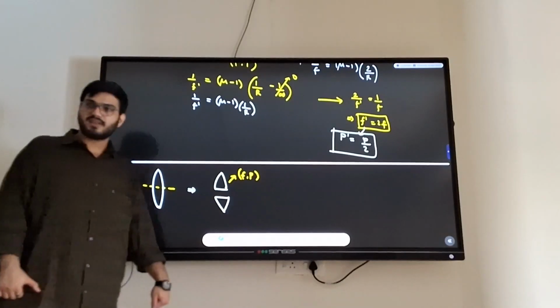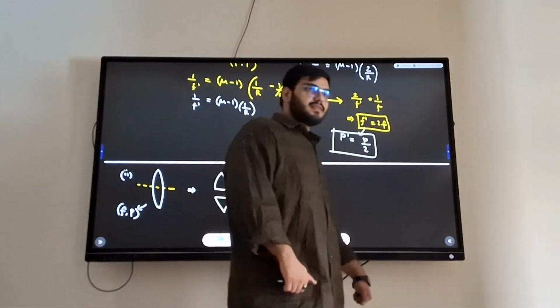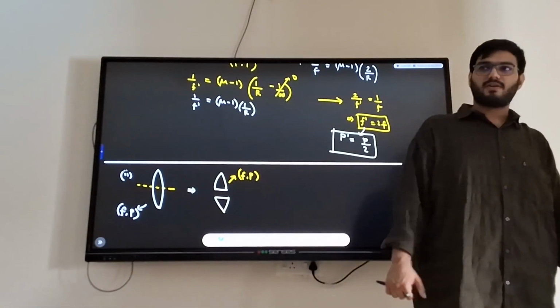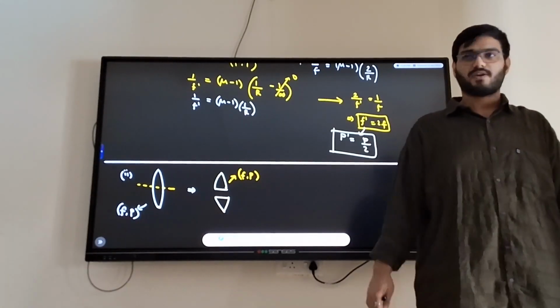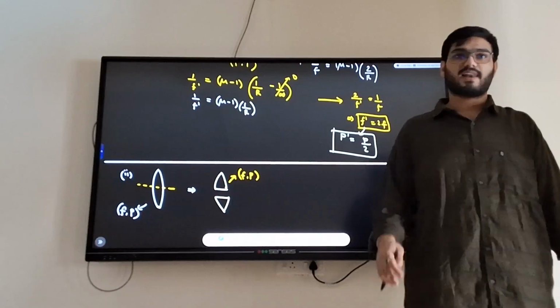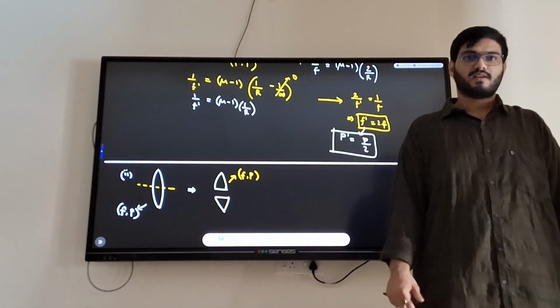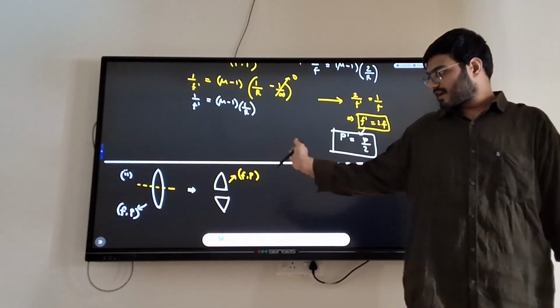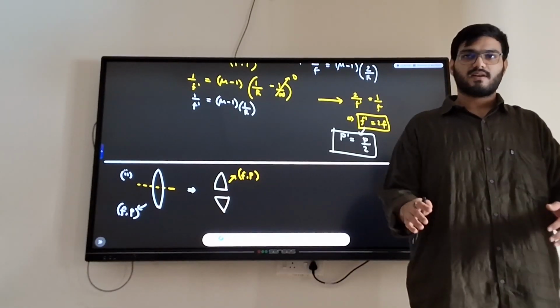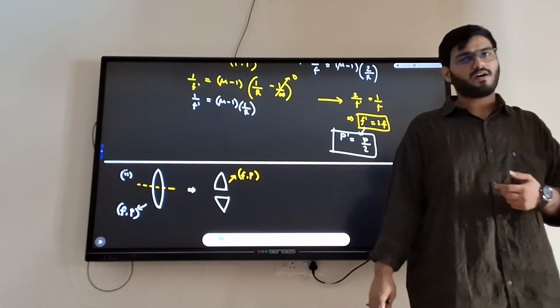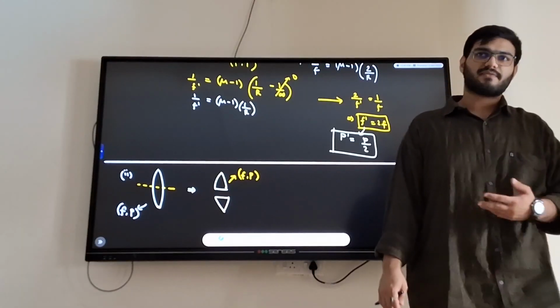Then let me ask you this. Focal length basically decides where your image will be formed, what will be the nature of your image and all those things. It also talks about what will be the nature of the lens, converging or diverging. If your focal length and power are exactly the same as before, then you can say that the nature of lens and the nature of image formed are all the same. Then what is the difference between the two?